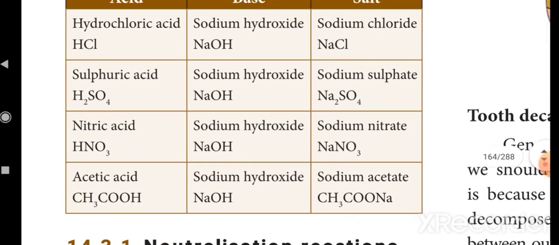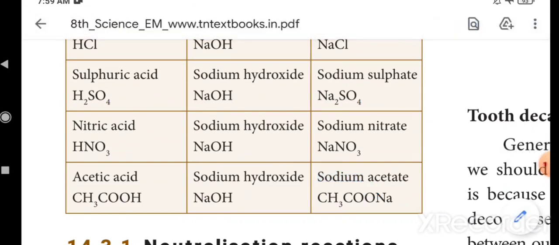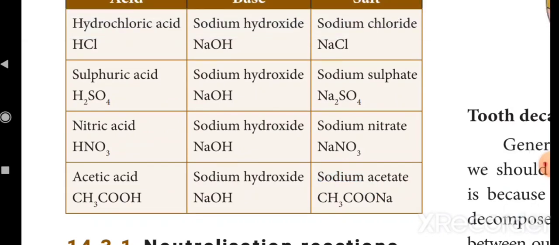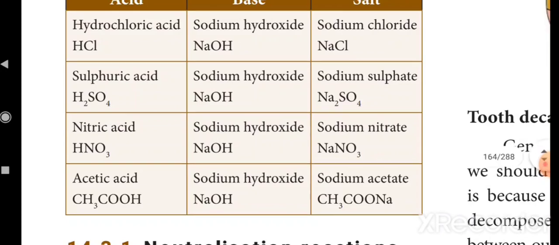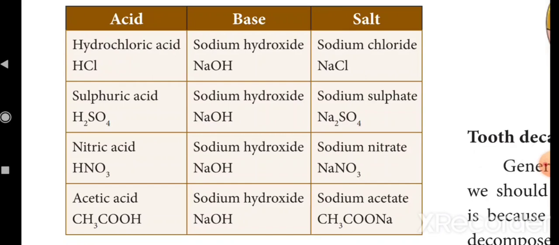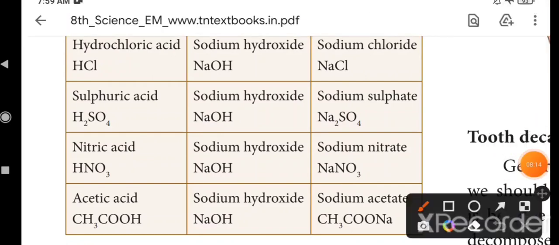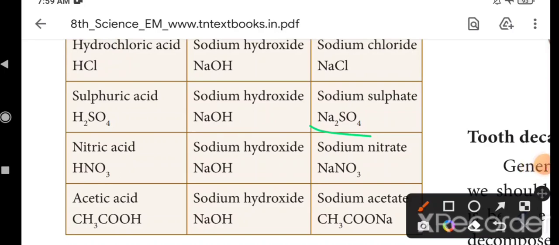Here, already we know HCl, hydrochloric acid, and sodium hydroxide give us sodium chloride. Another one is sulfuric acid, H2SO4. The base is sodium hydroxide, and it gives sodium sulfate, Na2SO4. Next, nitric acid. What is the formula? HNO3. Nitric acid, HNO3, with the same sodium hydroxide, gives us sodium nitrate, NaNO3.